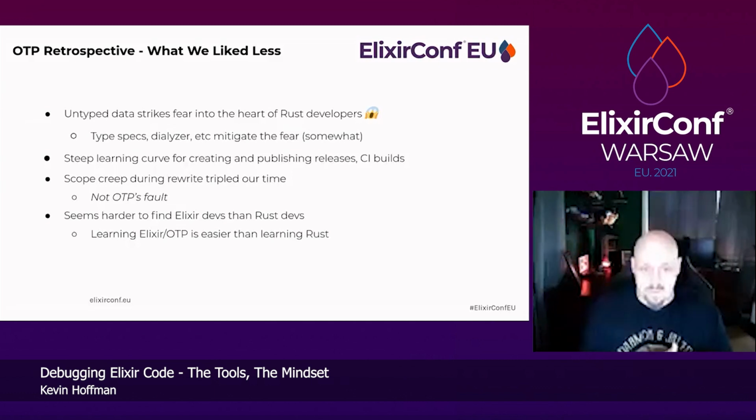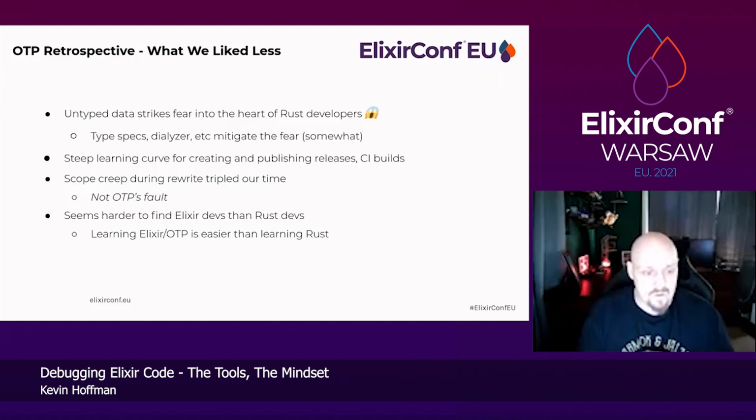We had a lot of scope creep during the rewrite. Sadly, that actually wasn't OTP's fault. Most of us, as we were rewriting things, sat around and said, well, since we're rewriting this, we might as well just improve this or improve that. And so we ended up adding a lot of scope rather than just doing a straight up rewrite. The end result is certainly better than we expected, but it took us longer than we expected also.